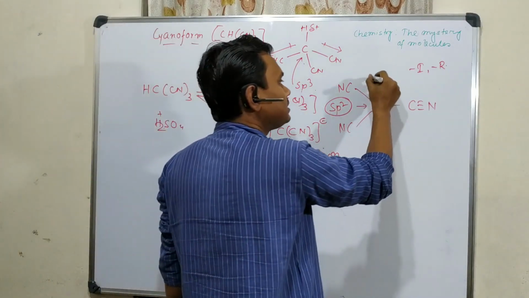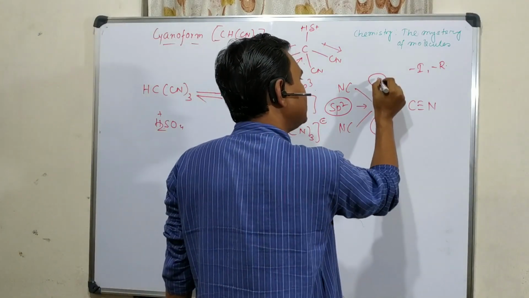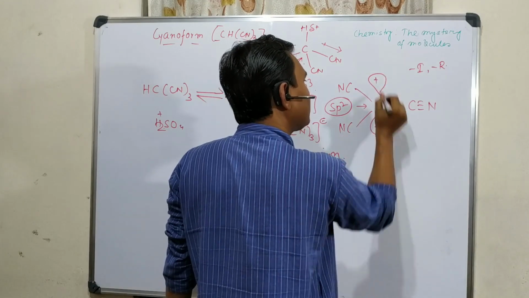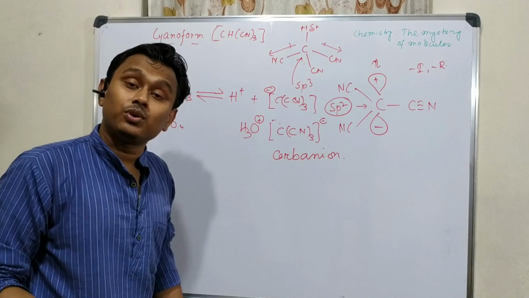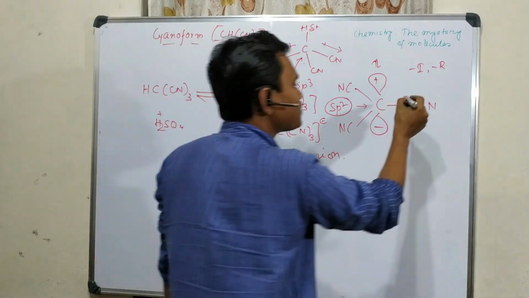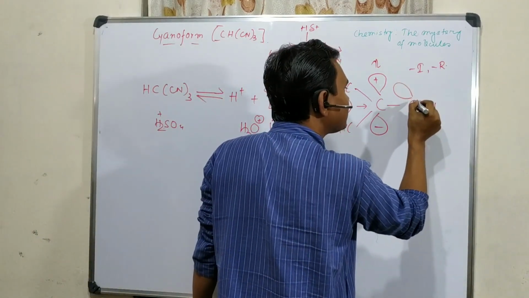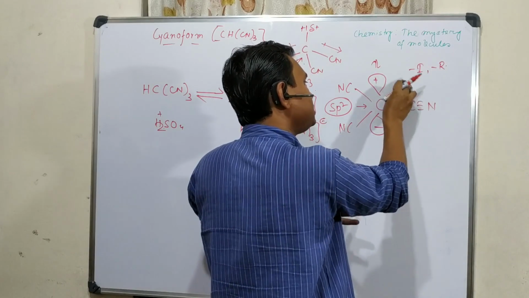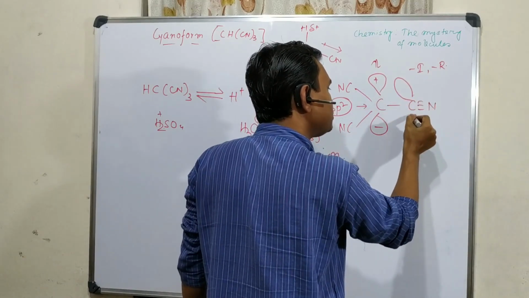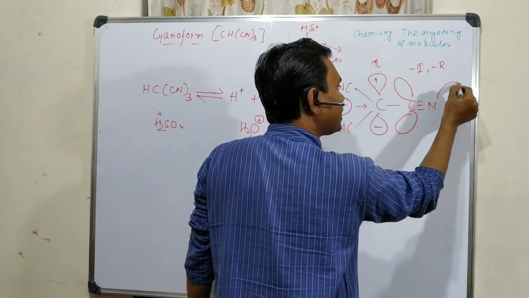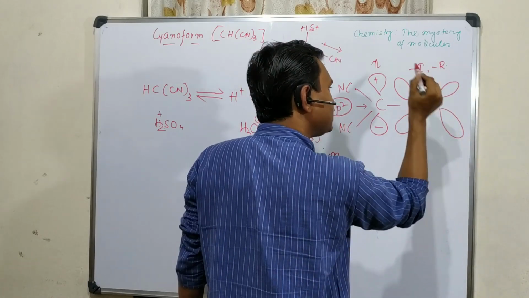What happens? This p orbital, which is filled, contains two electrons, and this is the symmetry. It delocalizes into the anti-bonding orbital of cyanide. How? Let me draw the anti-bonding. Actually, you also learn how to draw. In this way, it will be easier for you to explain any phenomena using molecular orbital theory.